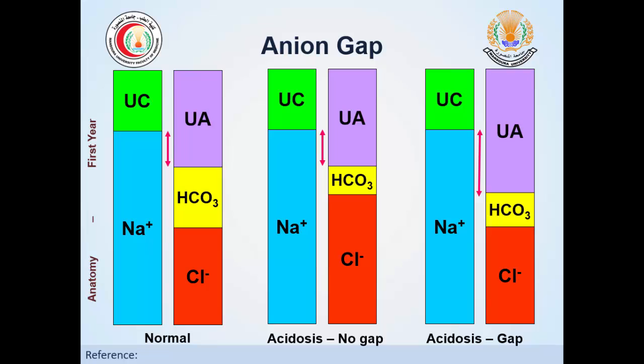So we benefited that the significance of the anion gap is that it differentiates between metabolic acidosis due to loss of bicarb, because it will be normal, and metabolic acidosis due to added acid to the circulation, because it will be increased. So this is the significance of the anion gap.